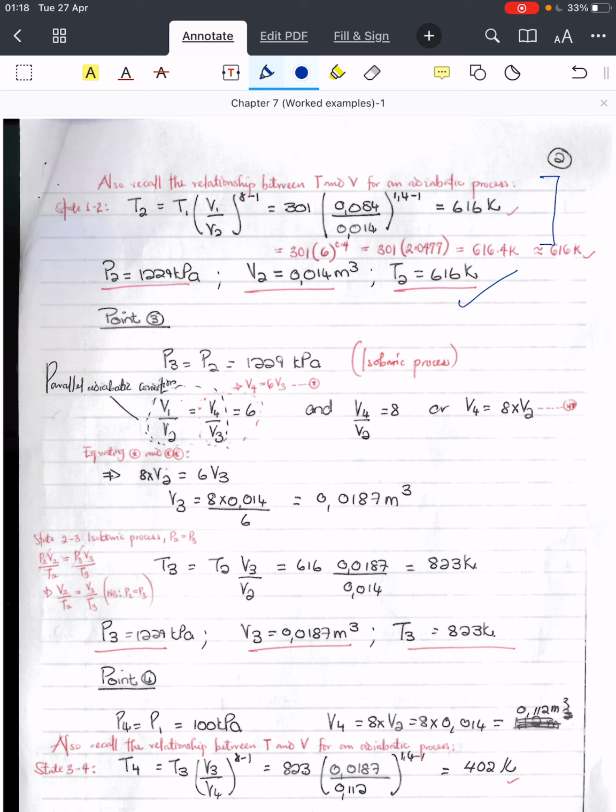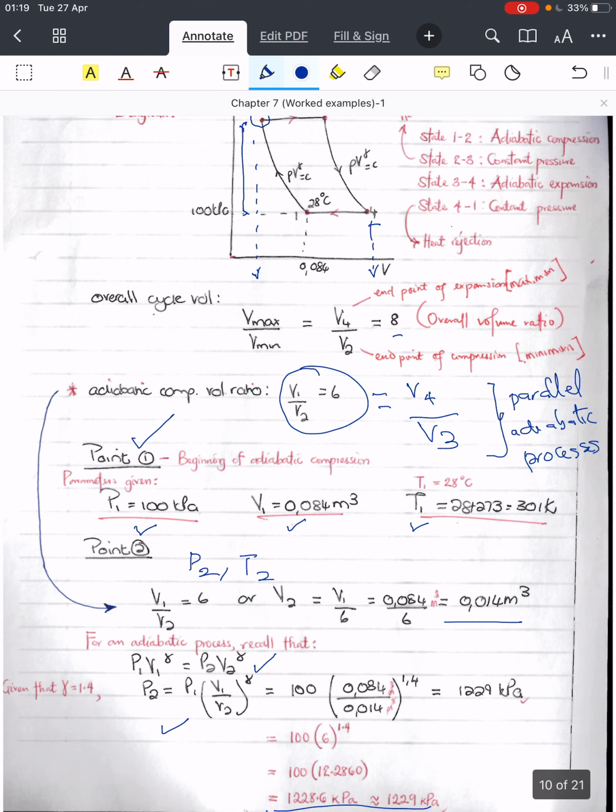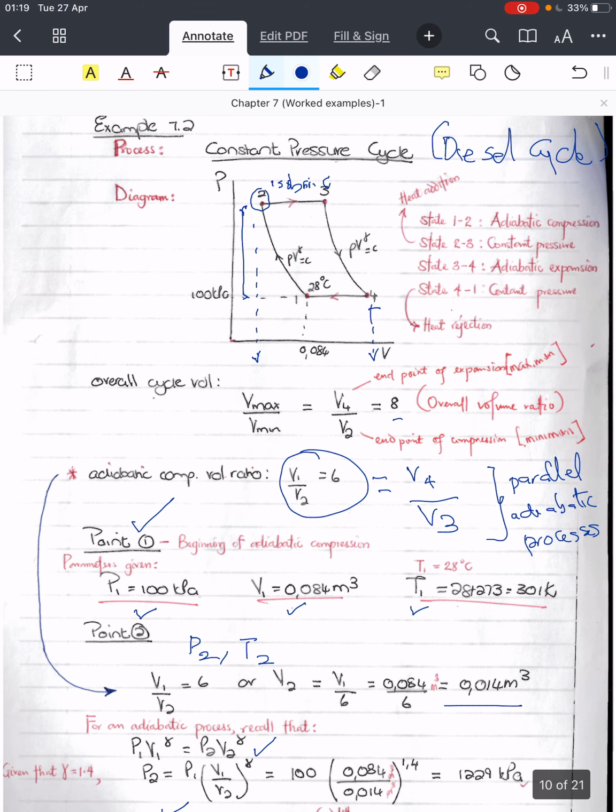Now, how do we solve for point 3? Let's go back to our sketch. Where is point 3 taking place? It's taking place here. Remember we've solved 1 to 2, so let's continue the sequence with point 3.